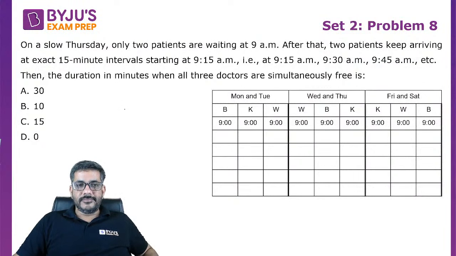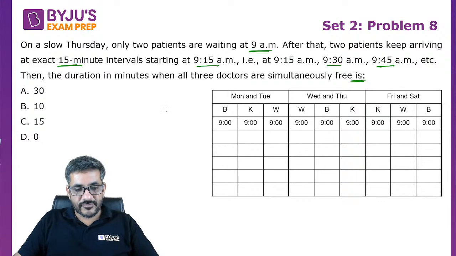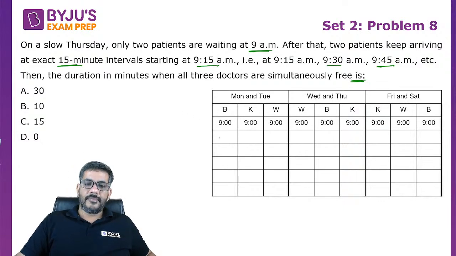On a slow Thursday, only 2 patients are waiting at 9 a.m. After that, 2 patients keep arriving at exact 15 minute intervals at 9:15, 9:30, 9:45, etc. Then the duration in minutes when all 3 doctors are simultaneously free, that we have to figure out. Let's have a look at this now.